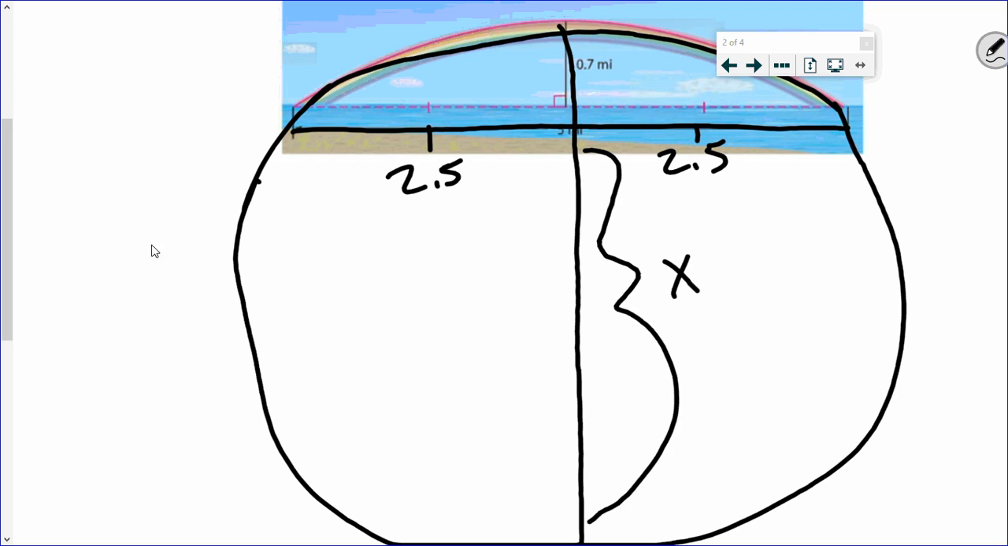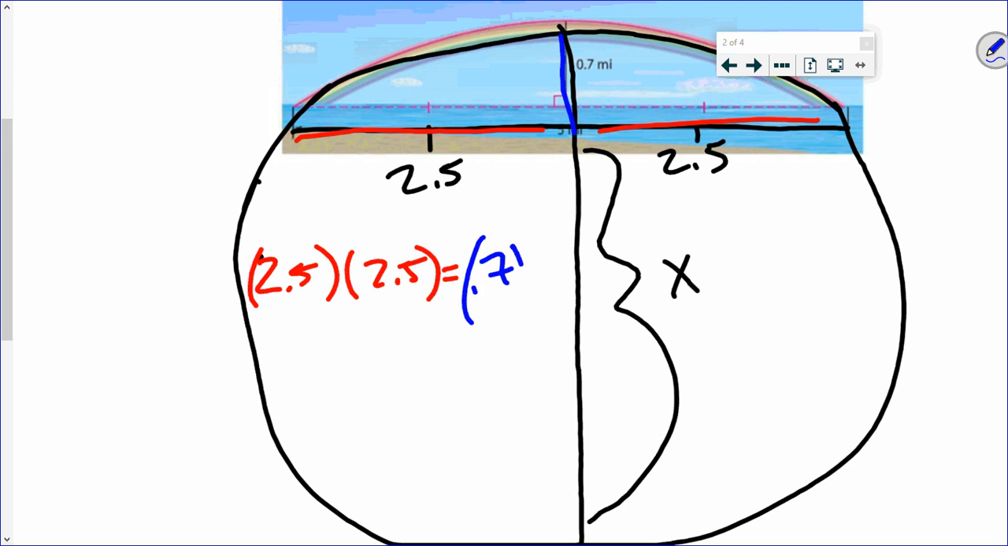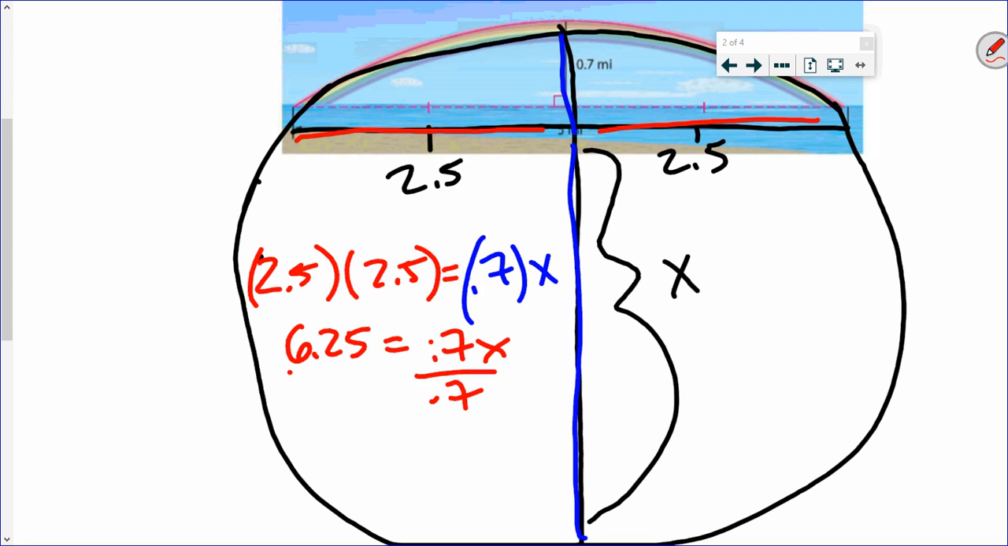If we use the theorem that we just learned, we know that if we take that chord, 2.5 times 2.5, those two intersected segments, would be equal to 0.7 times x, this remaining segment. So if we solve this, 2.5 times 2.5 is 6.25 equals 0.7x. Divide by 0.7. We get that x is, let's just do one decimal place, 8.9.